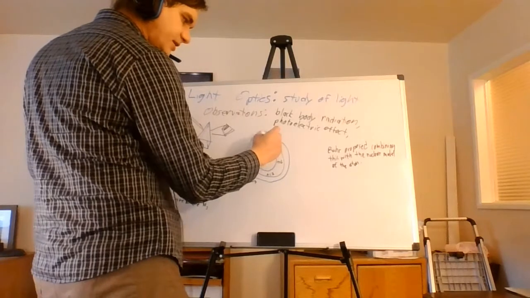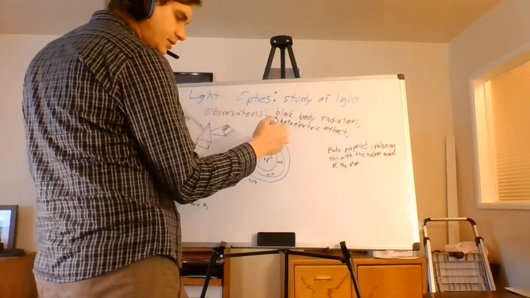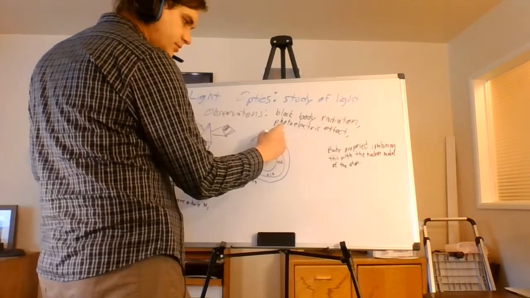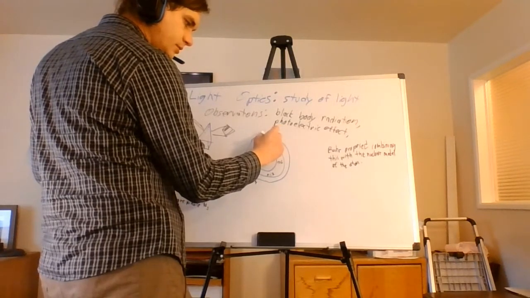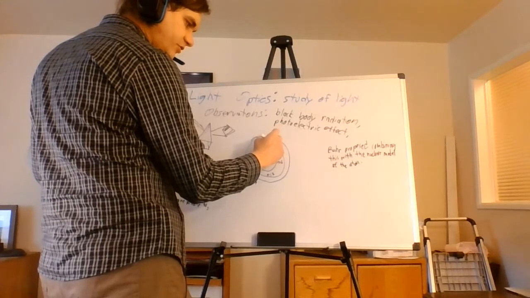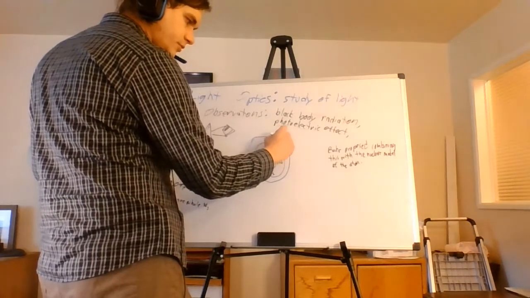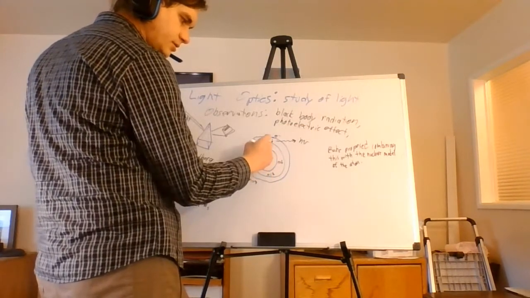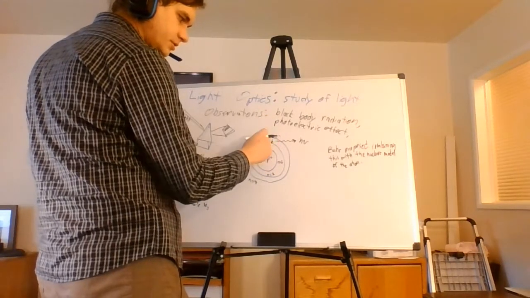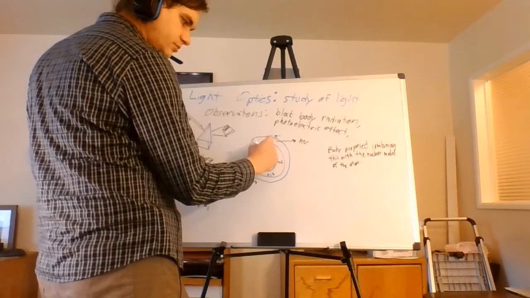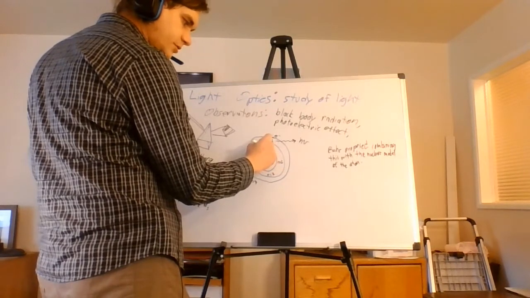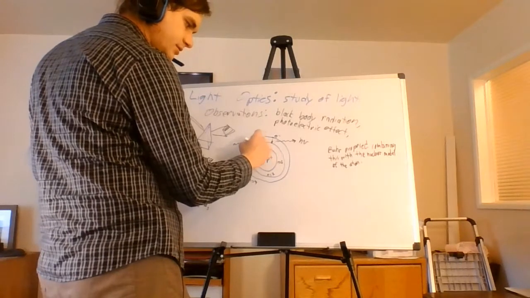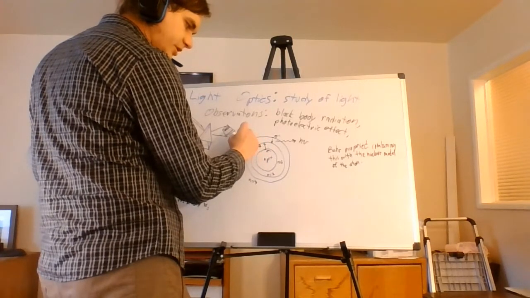Bohr proposed that when an electron goes from one energy level to another, it releases light if it goes down an energy level, and when it goes up an energy level, the only way that it can do that is by absorbing light.